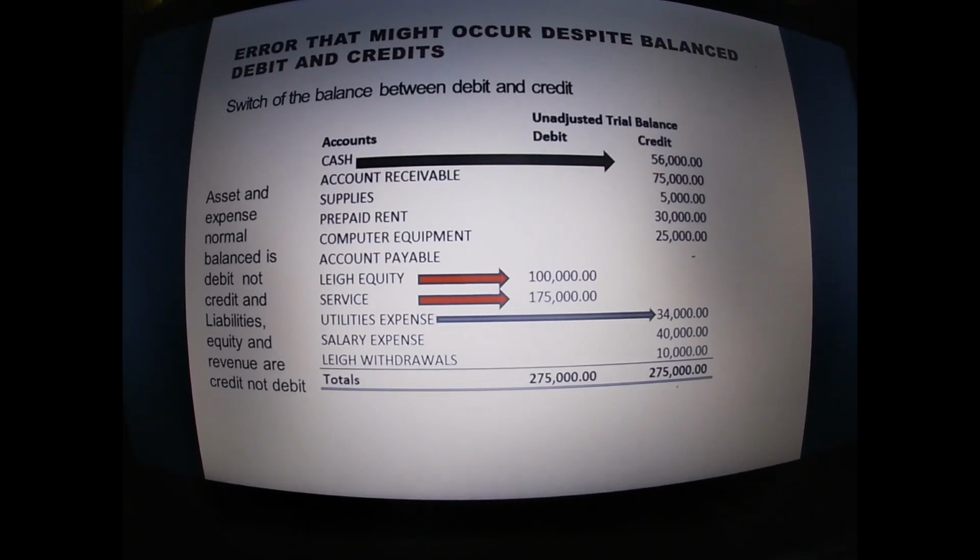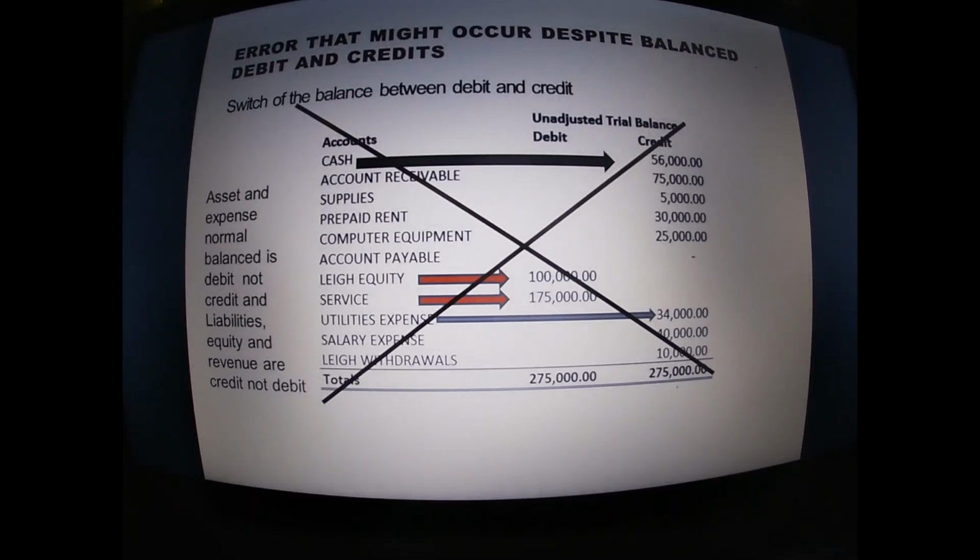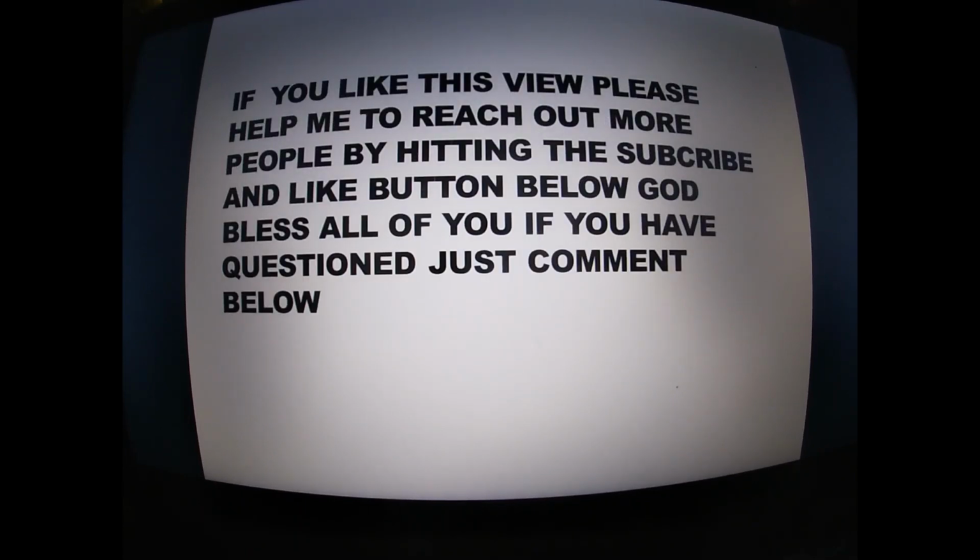See? We mischarged it, but it is still balanced. However, this is wrong because take note, assets and expenses have a normal balance of debit and not credit. And liabilities, equity, and revenue have a normal balance of credit and not debit. Okay? Do you have any questions?